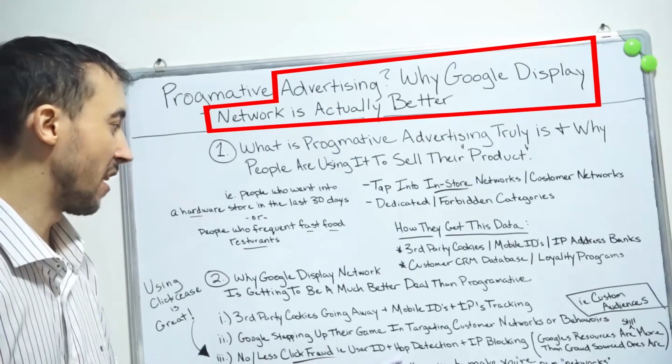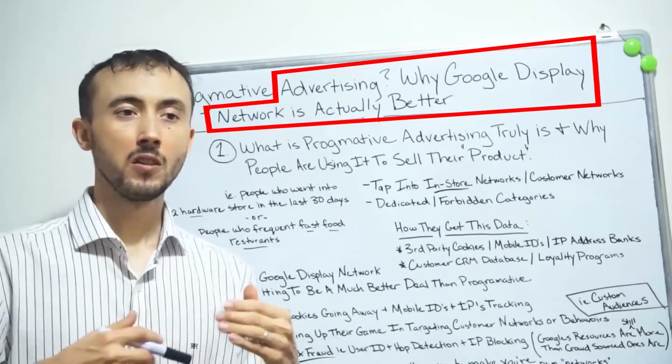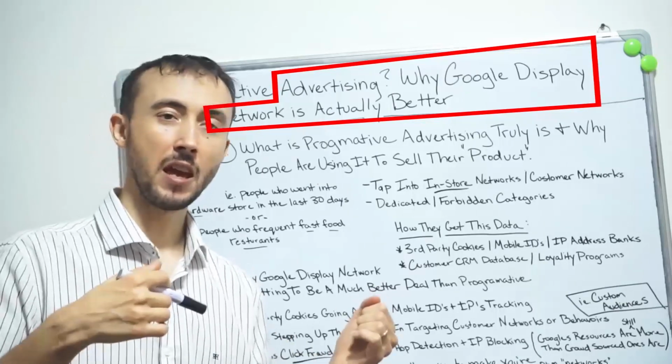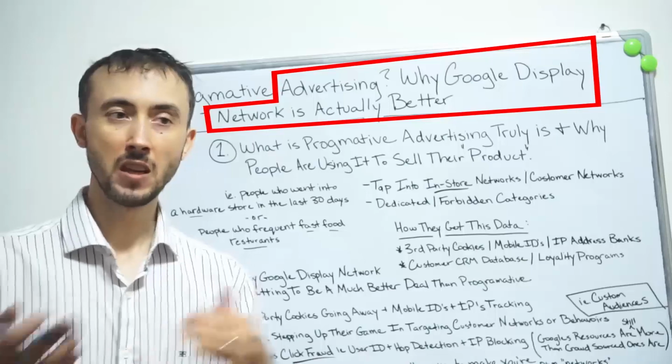Ultimately, at the end of the day, they have something called hop detection. So with click fraud, one of the reasons why Google is so dominant is they had algorithms to figure out what's a fake user versus not.